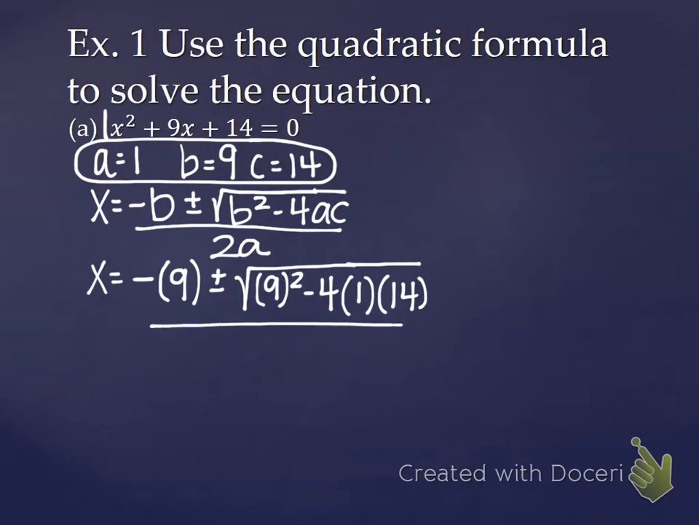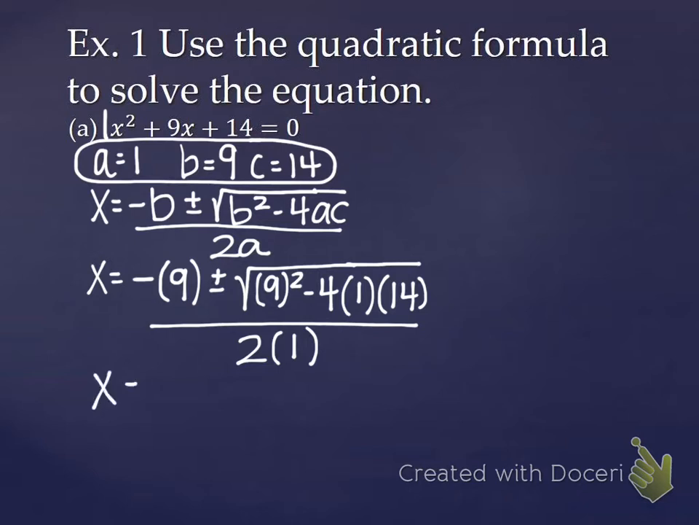And then we have 2 times, what's going in place of a? 1. All right, so far we haven't done anything too difficult. We found a, b, and c. We wrote down our formula, and we've plugged our values in. Now, based on what we've done already in this chapter, where would be the best place to start working? In the radical. We already know how to work the square root of b squared minus 4ac. So that's exactly where we're going to start.